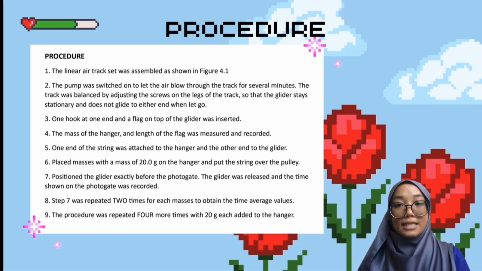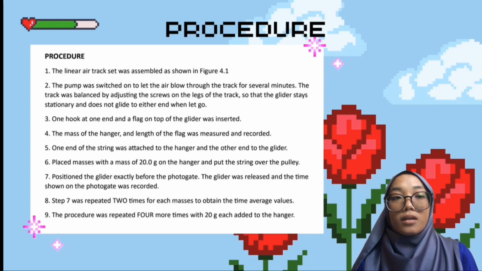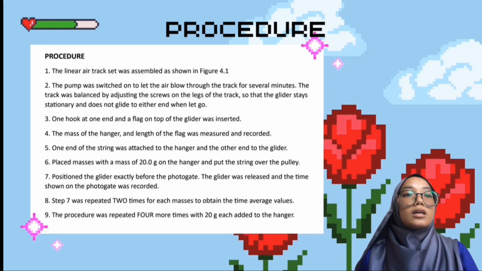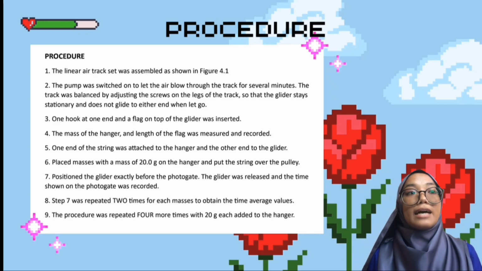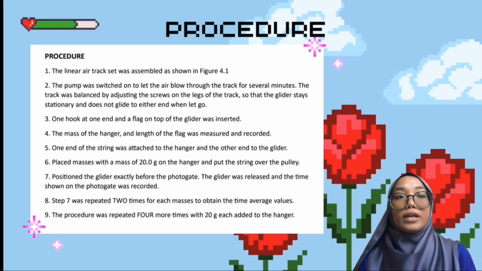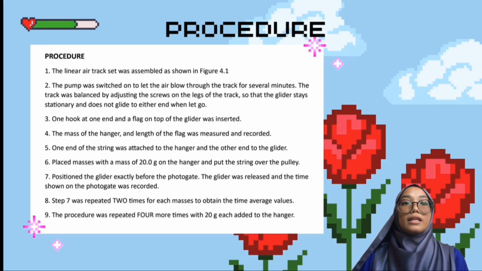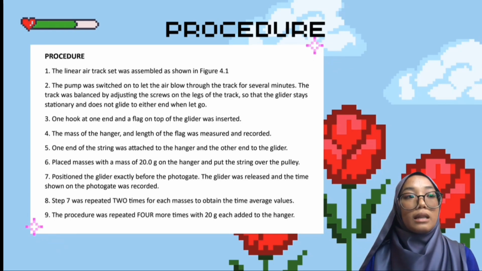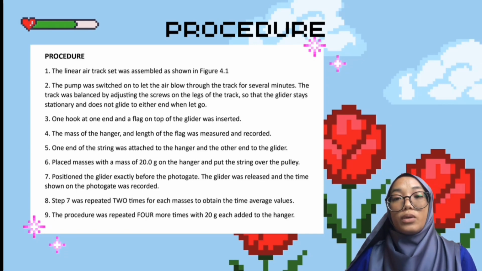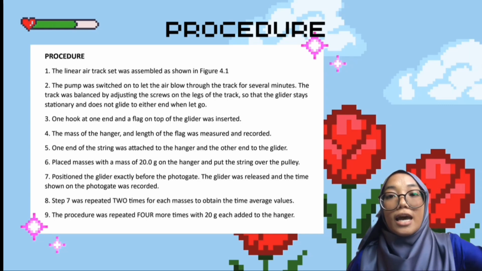The glider was released and the time shown on the photo gate was recorded. Eighth, step 7 was repeated 2 times for each mass to obtain the average time values. The last one, the procedure was repeated 4 more times with different masses, with 20 grams each added to the hanger.